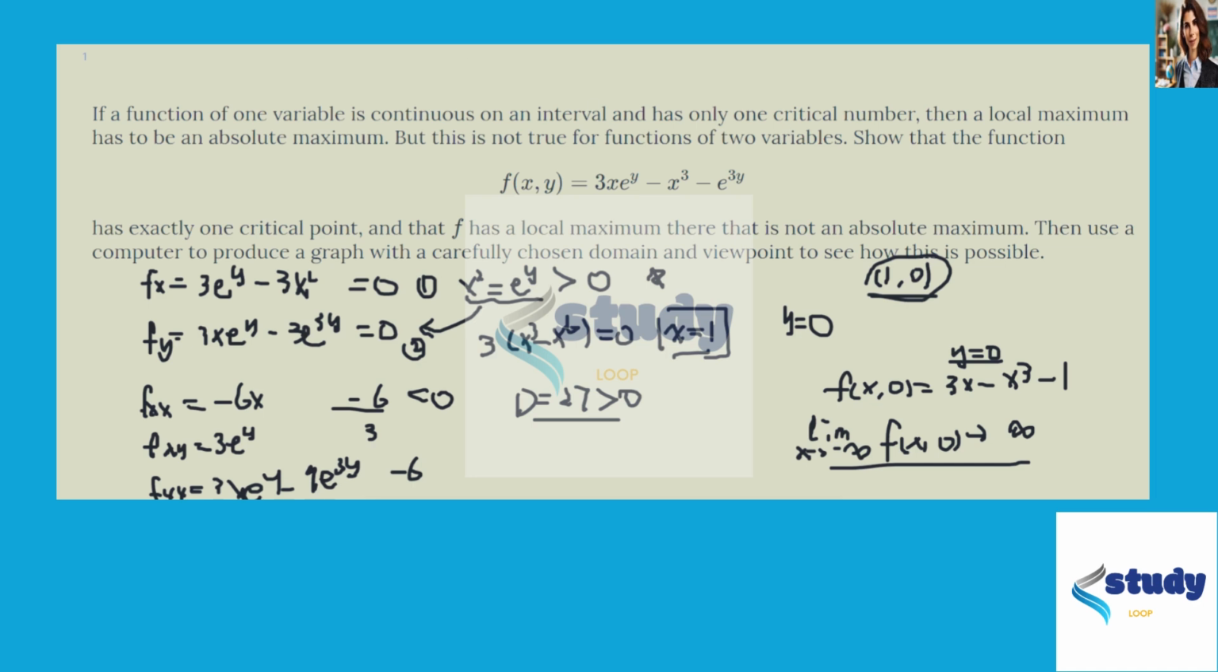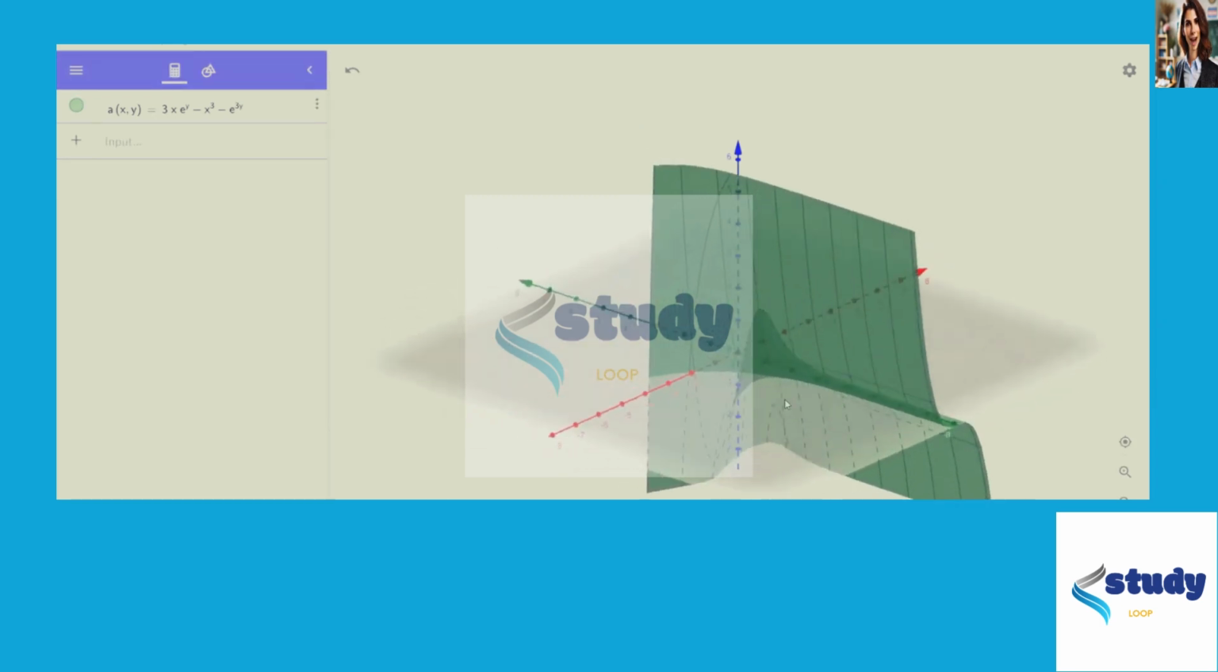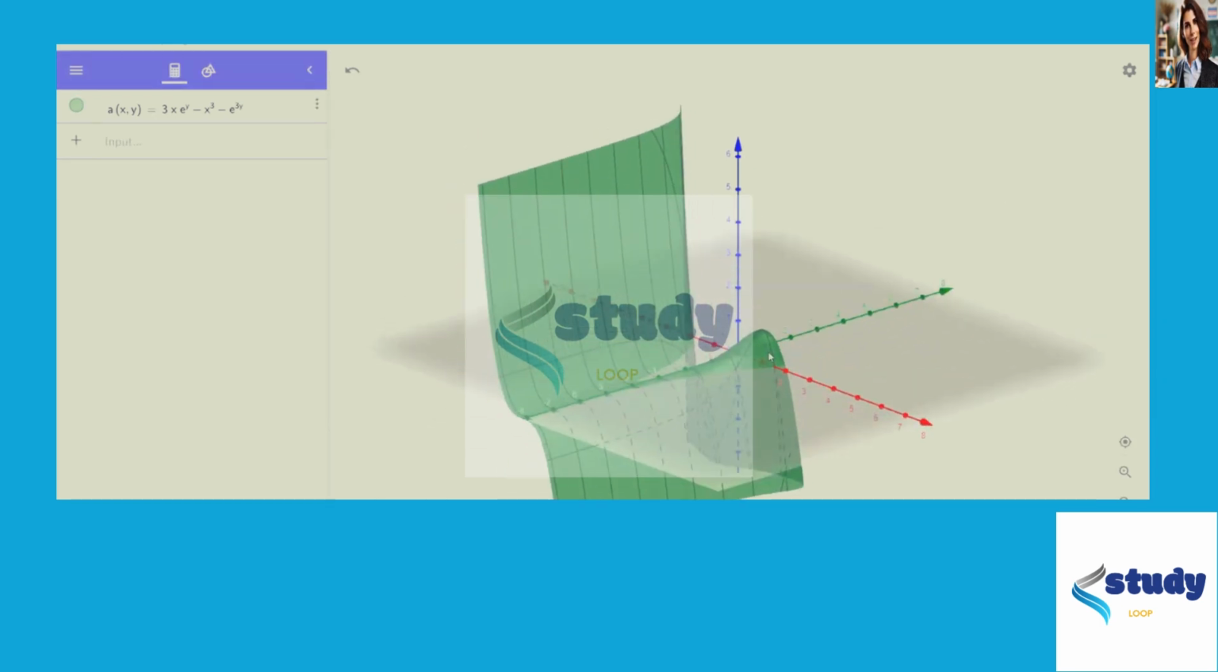Now let's look at the graph of the function f. So we can see this local maximum value is not the absolute maximum value.